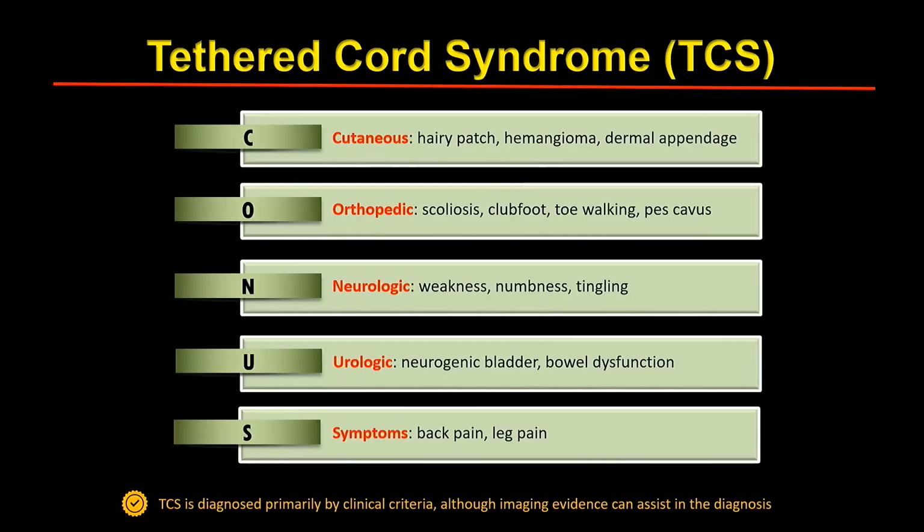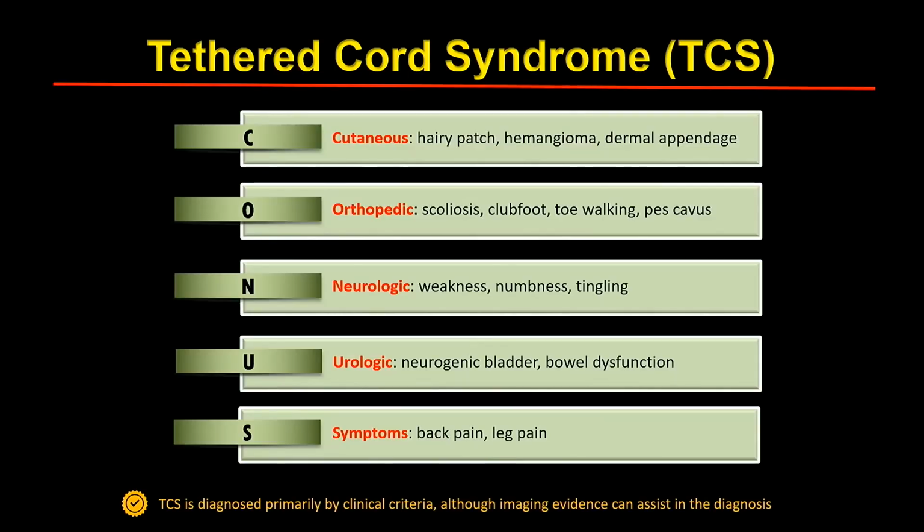So it's cutaneous, which means patients have a hairy patch, hemangioma, or dermal appendages. These patients have a high incidence of orthopedic problems such as scoliosis, clubfoot, toe walking, pes cavus. They, of course, have neurologic problems such as weakness, numbness, and tingling. They have neurogenic bladder, fecal incontinence, bowel dysfunction, for example constipation, and of course, they have back pain and leg pain. So a constellation of these findings is sufficient to diagnose tethered cord in the setting of normal imaging.